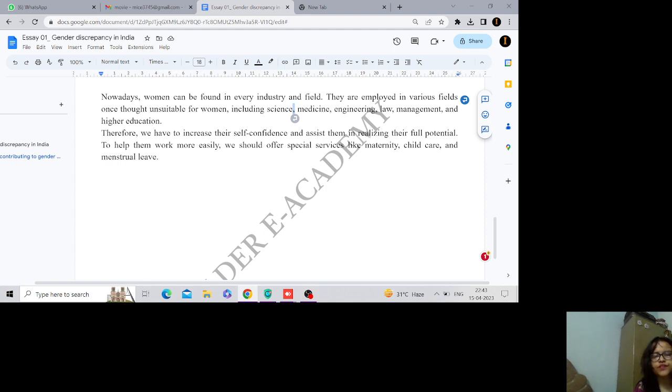Therefore, we have to increase their self-confidence and assist them in realizing their full potential. It's the responsibility of all to help women enhance their self-confidence and realize their potential. To help them work more easily, we should offer special services like maternity, childcare, and menstrual leave. So ultimately, women should get certain leaves in times of menstruation and maternity. So that's the thing.